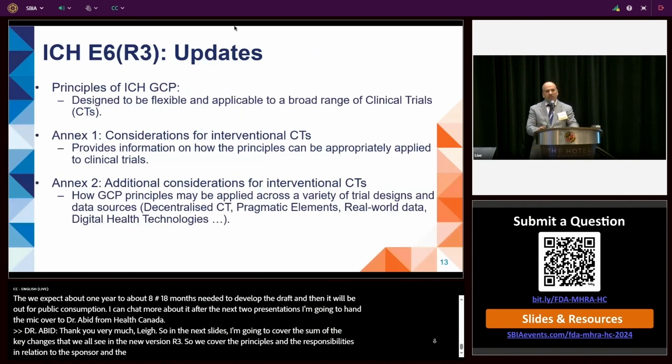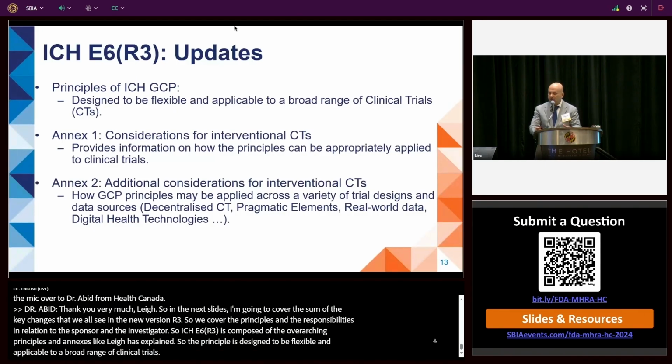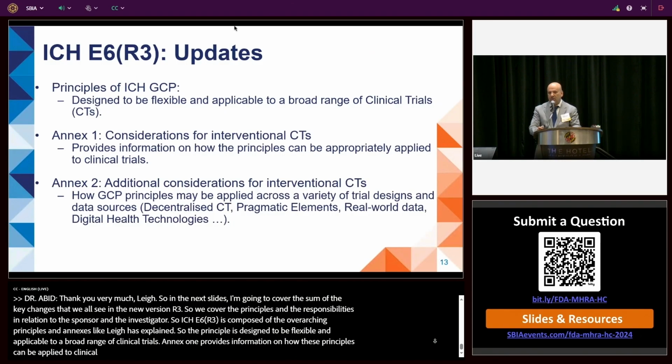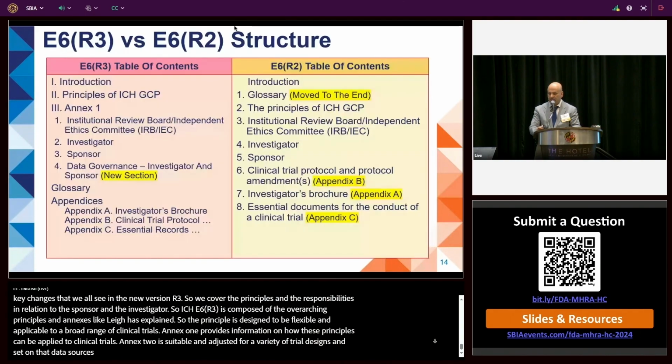So ICH E6 R3 is composed of overarching principle and annexes, as Leigh has explained. So the principles are designed to be flexible and applicable to a broad range of clinical trials. Annex 1 provides information on how these principles can be applied to clinical trials. And Annex 2 is suitable and adjusted for a variety of trial designs and data sources, particularly decentralized clinical trial, pragmatic element, real-world data, and digital health technologies.